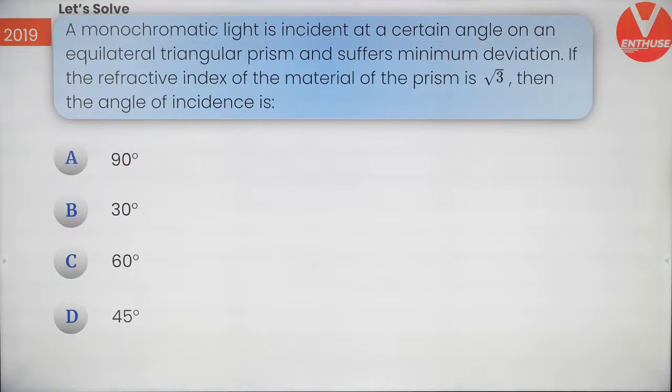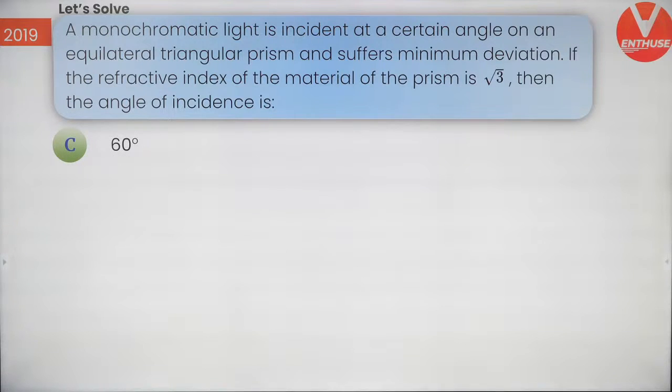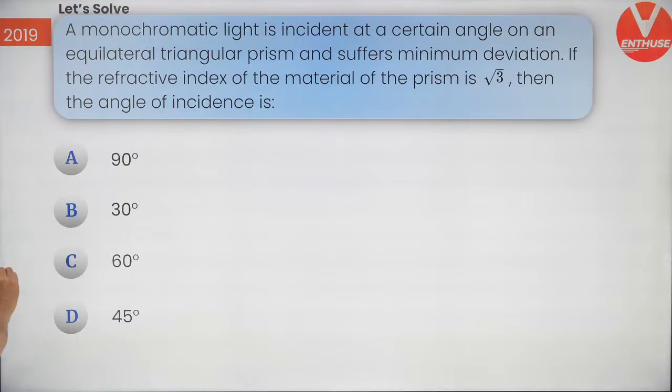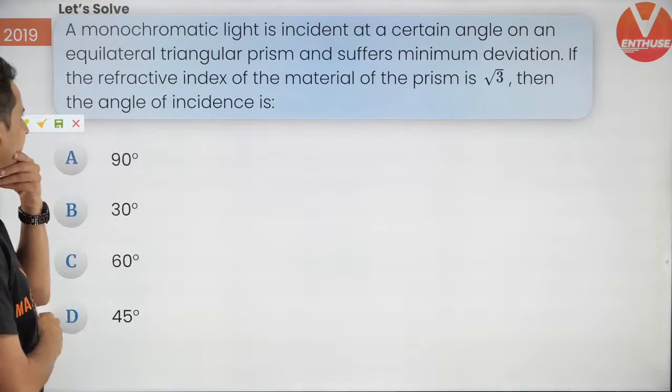Okay, let's start solving this now. Let's see what all we know. So options are there over here, but let me remove these options. Oops, I don't want to show the answer. Oh my god. Okay, so let's start solving this.